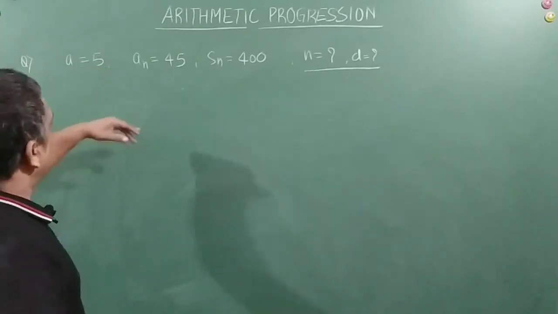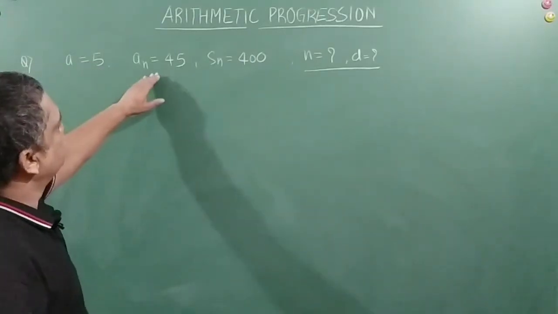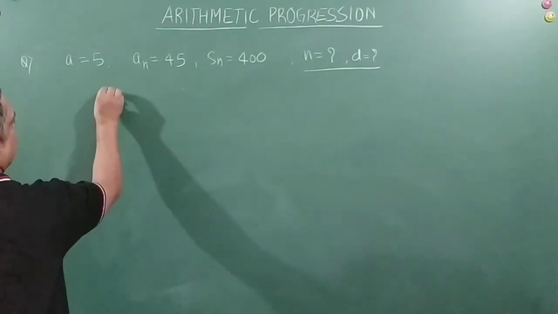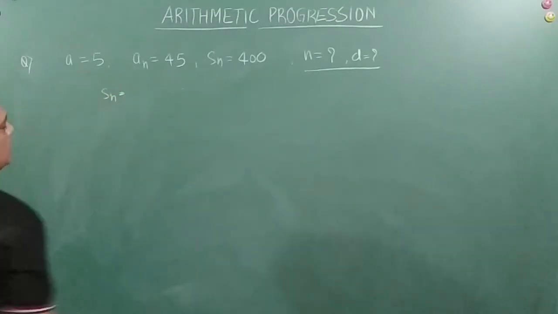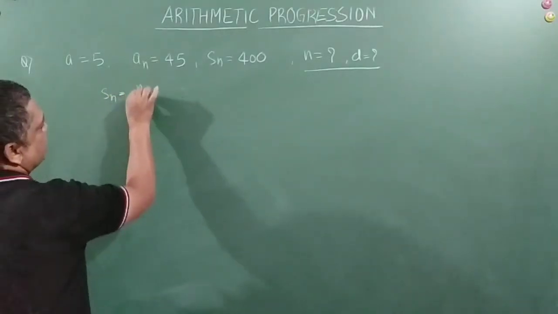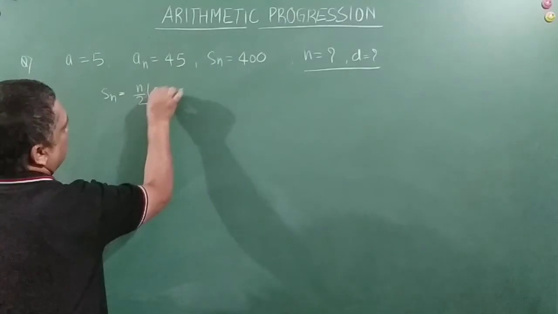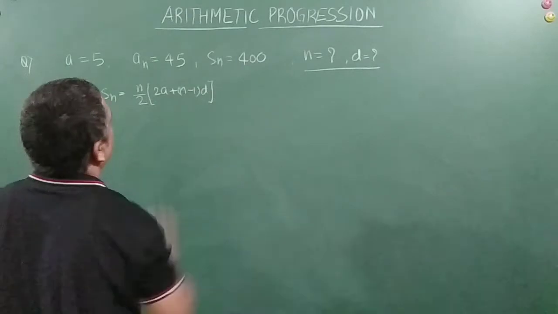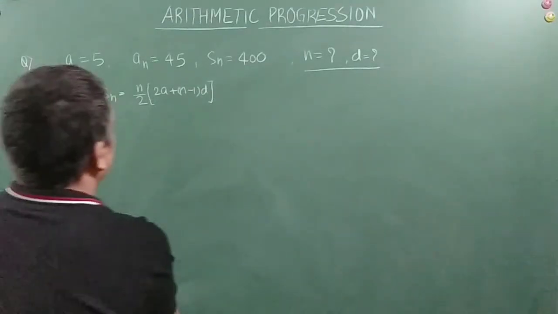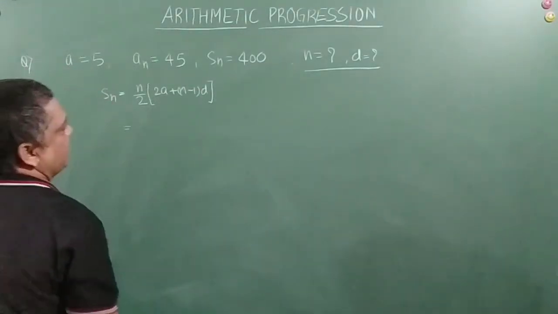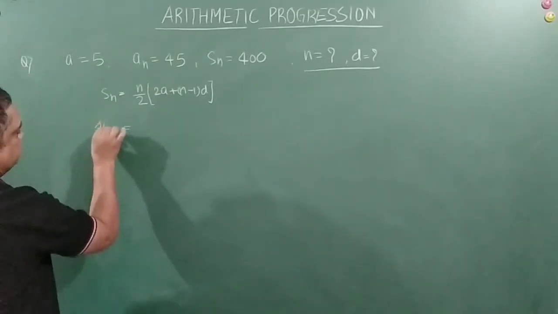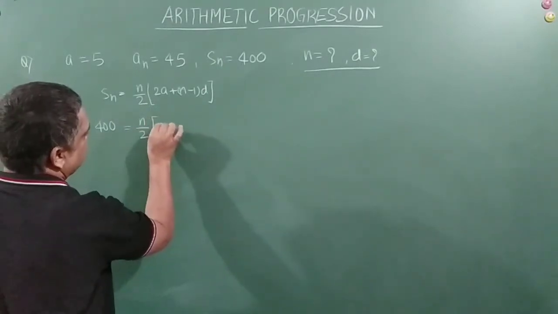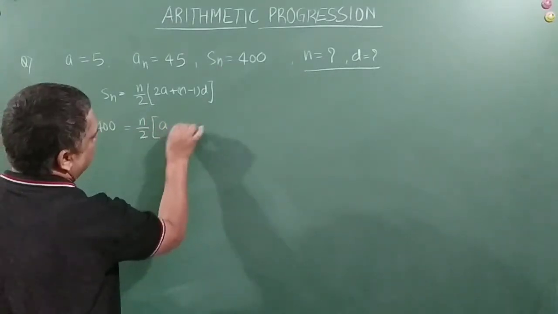So friends, see, A is given to be 5, this is given to be 45. So let us put it in the SN format. So Sn is what, friends? Sn is nothing but n by 2 into 2a plus n minus 1 into d, right? Okay. Now, this is equal to 400. I also told you this is equal to n by 2 into a plus an.